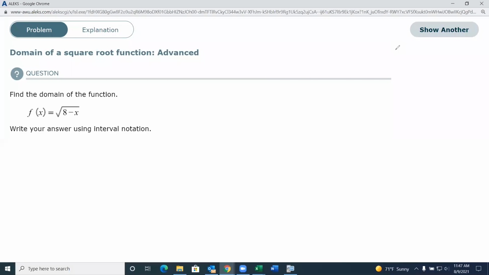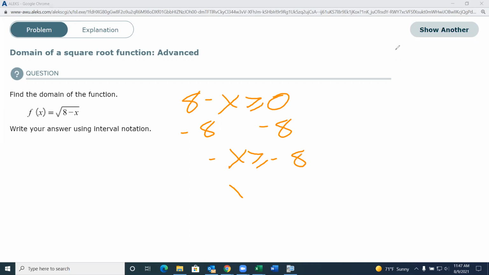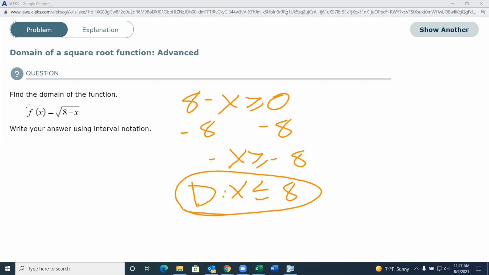So let's do one more real quick. Whatever's inside the radical must be at least 0. So if I do some takeaway, and then I divide by -1, solve for x, and that's my domain. Okay. And if you plug this function in your calculator and then go to the table or the graph, you'll notice the function is only using numbers that are less than or equal to 8.